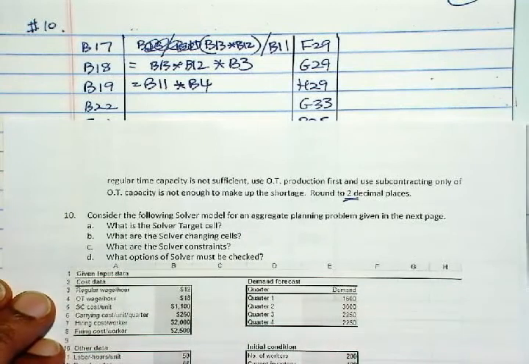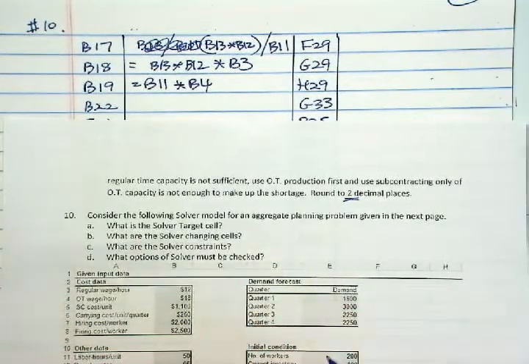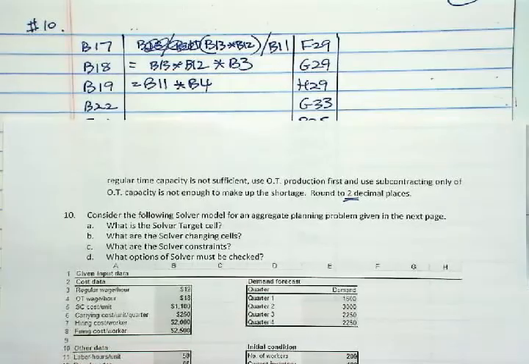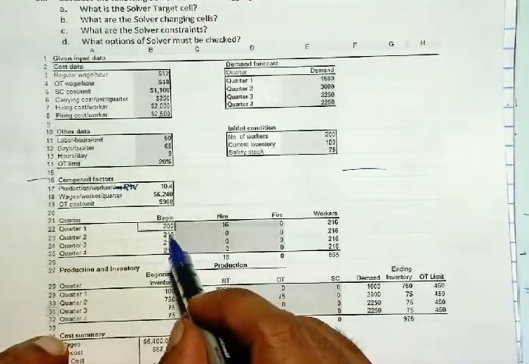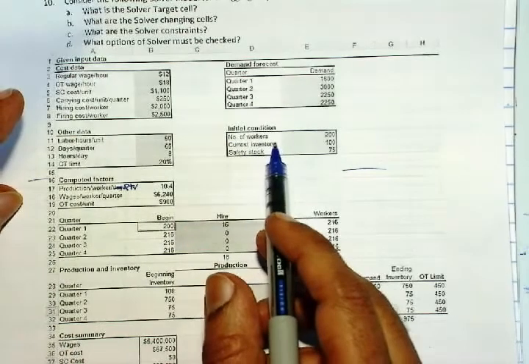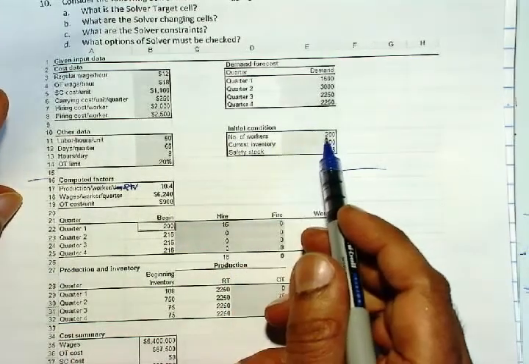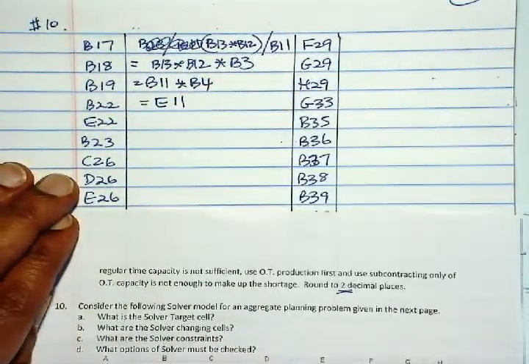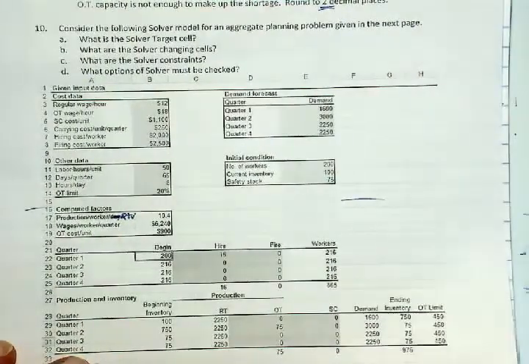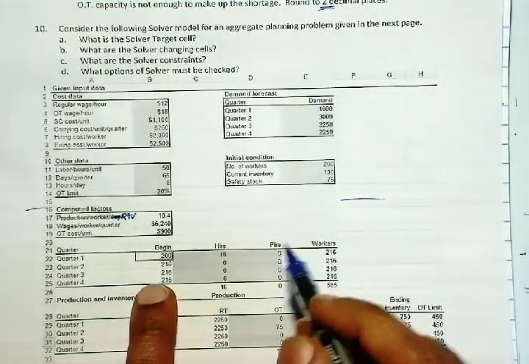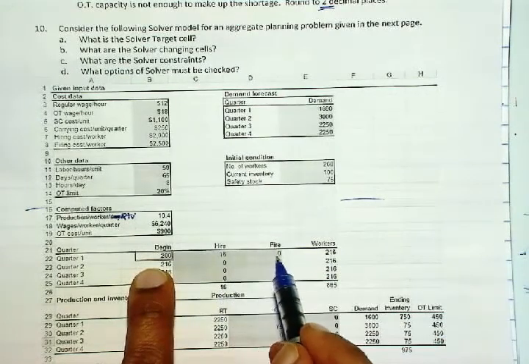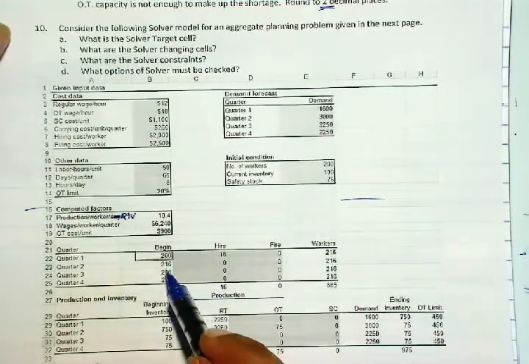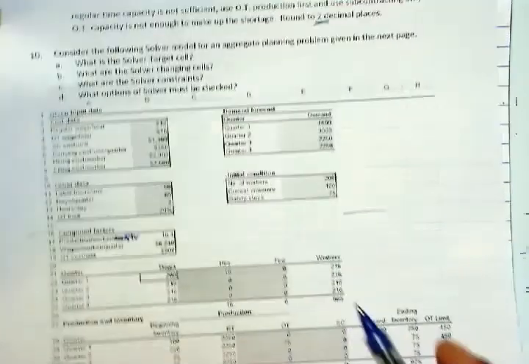Okay. B22 is the beginning number of workers. So this is the hire and fire table. So that is the beginning number of workers. Beginning number of workers, the initial condition, is cell E11, and then E22. So E22 is number of workers, so that will be beginning workers plus hire minus fire. So B22 plus C22 minus D22.